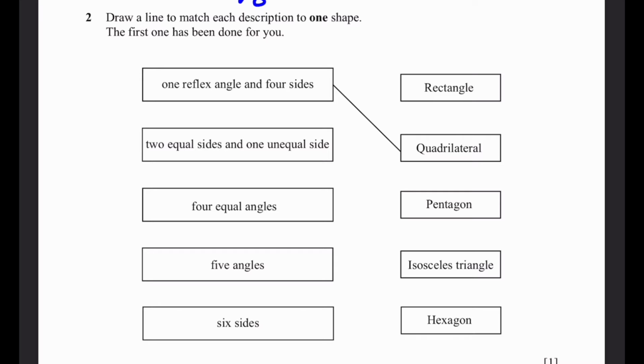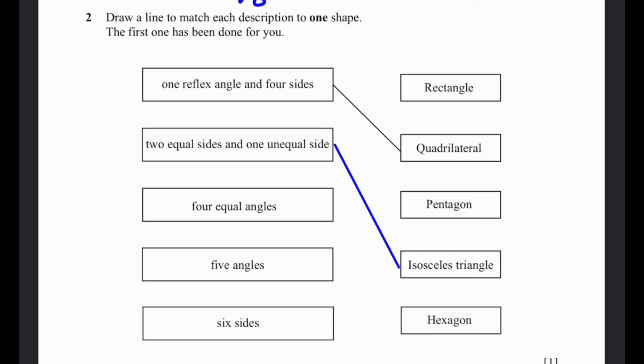2. Draw a line to match each description to one shape. The first has been done for you. So the example is 1 reflex angle and 4 sides, quadrilateral. Next, 2 equal sides and 1 unequal side. So 2 sides plus 1 side will be equal to 3 sides. So it's a triangle. And then 2 equal sides are there, so it's an isosceles triangle.